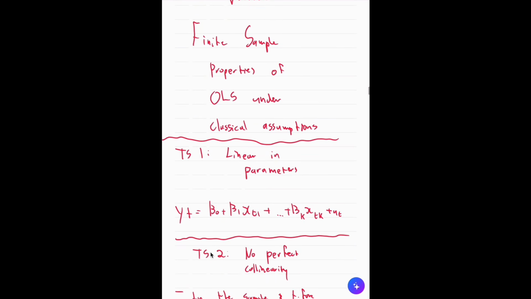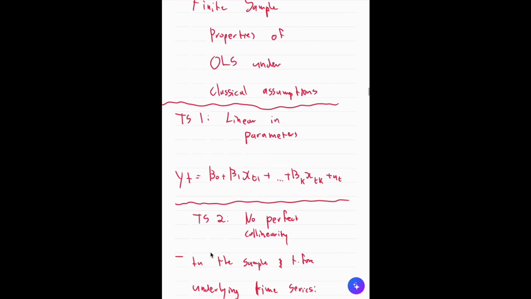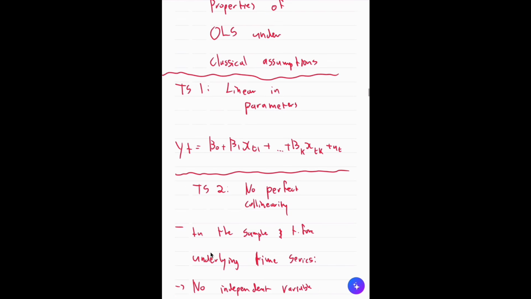So now the theory of the finite sample properties of OLS under classical assumptions. Firstly, the first assumption is that it's linear in its parameters, easy to remember. So you can write it out in the form y_t equals beta naught plus beta 1 x_t1 plus ... plus beta k x_tk plus mu_t, right?